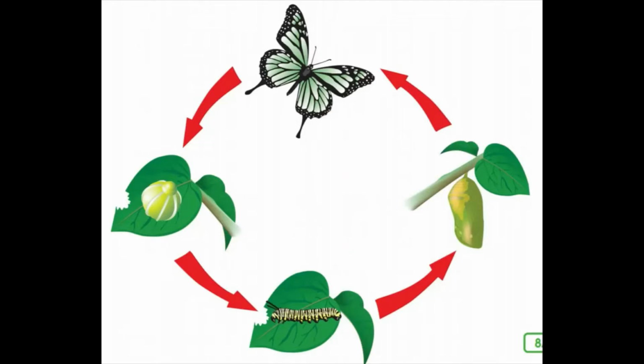Many other insects go through changes similar to a butterfly, and this is called complete metamorphosis. Other insects don't change quite as completely as a butterfly, and they go through stages called incomplete metamorphosis.